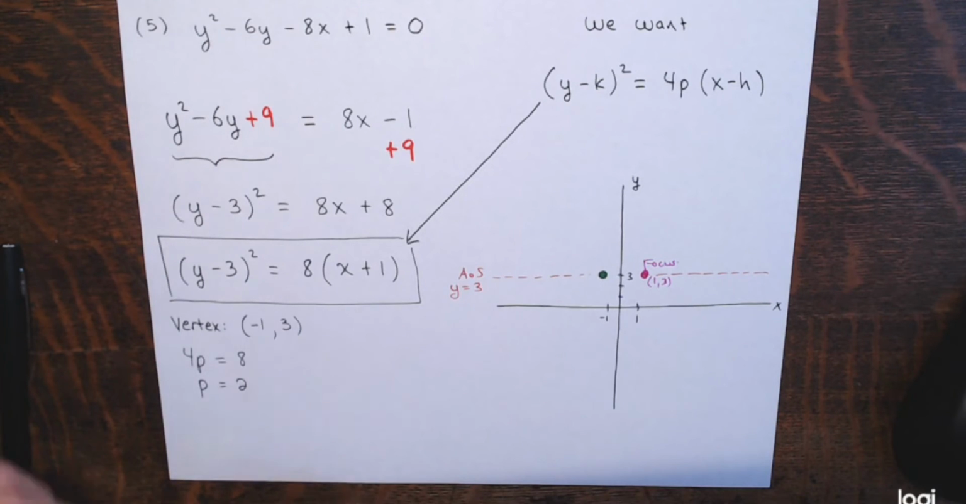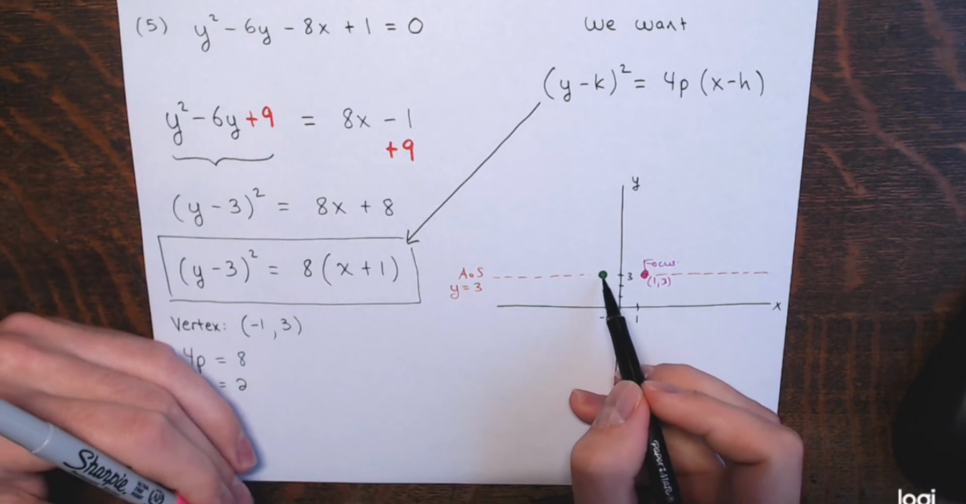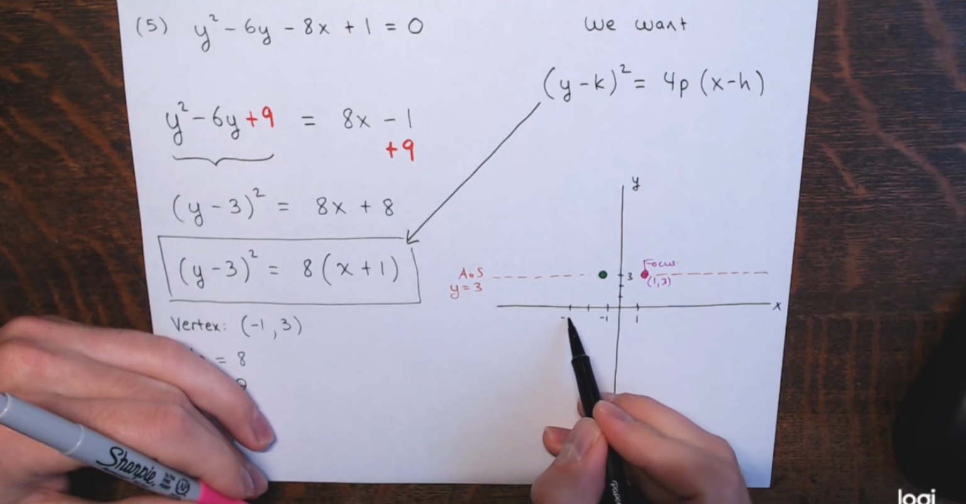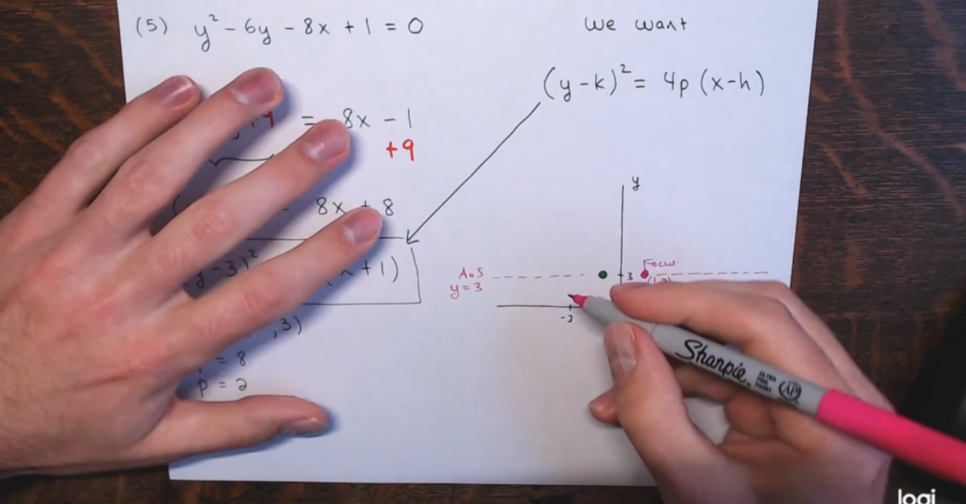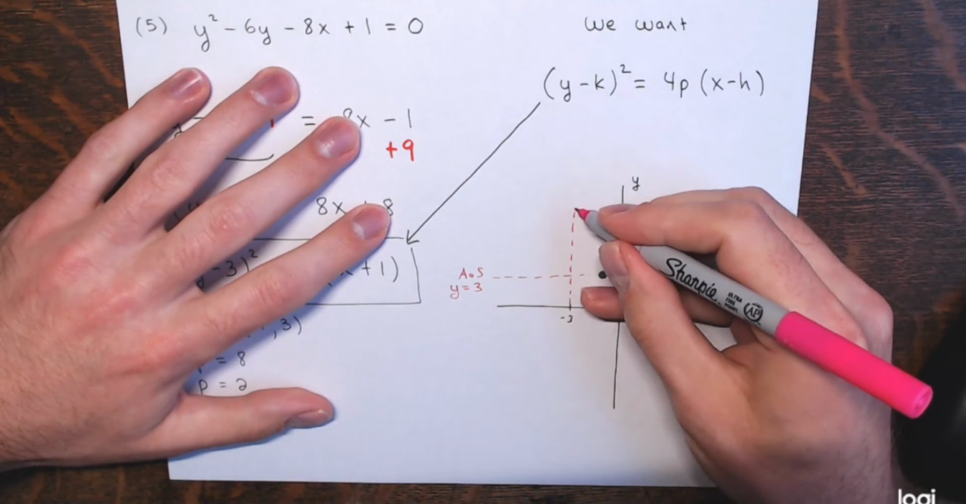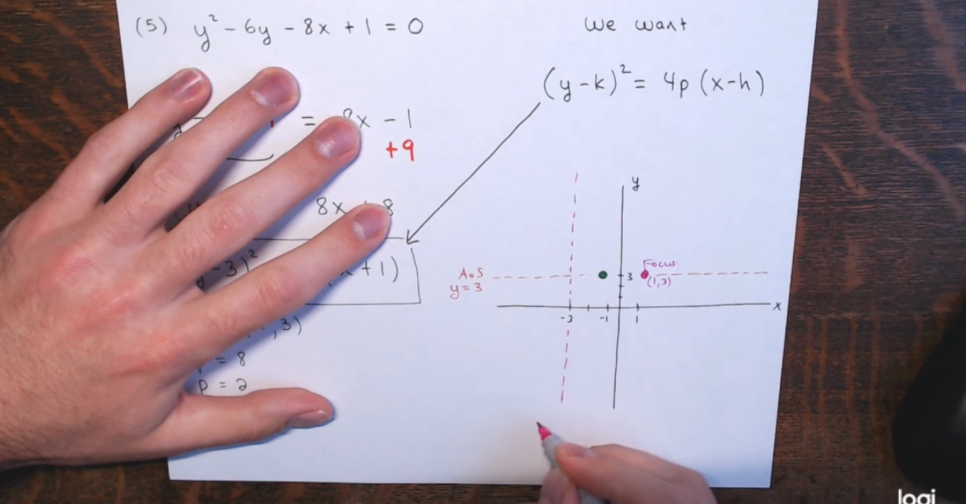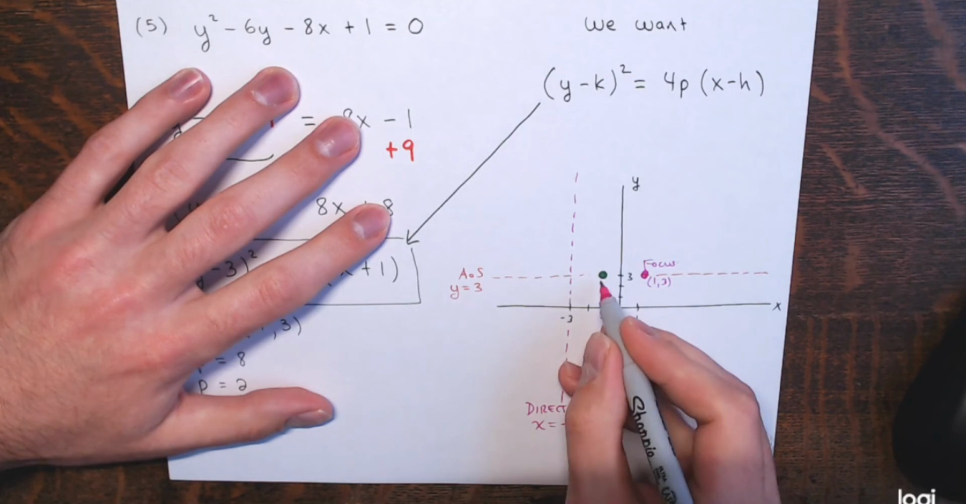And then the directrix, I go from the vertex to the left 2 units. And the directrix will be vertical. The directrix is a vertical line, x equals negative 3, 2 units to the left of the vertex.